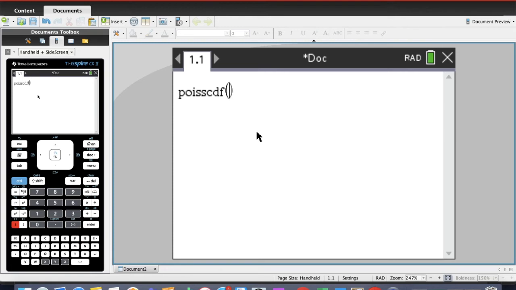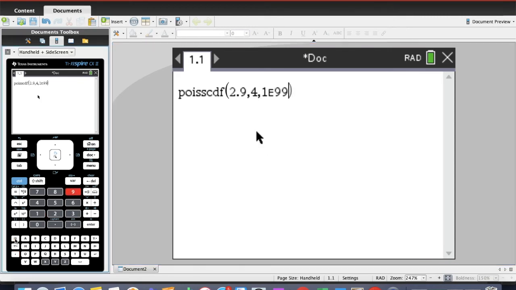Now the first number is always the parameter, so I'm putting in the 2.9. From there, I need everything from 4 up to, really, infinity. We need as big as we possibly can get. Unfortunately, there's no way to type infinity in here. Sometimes the number I like to put in is 1e99, but I've noticed that for some types of functions that number is too large, and it will give you an error.